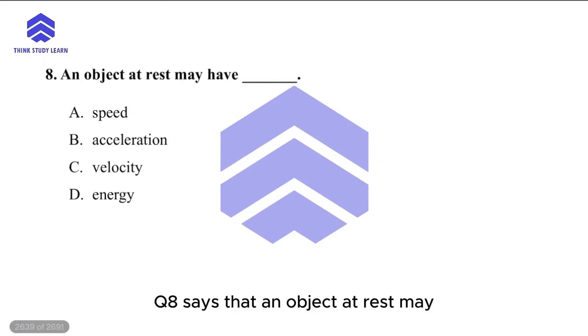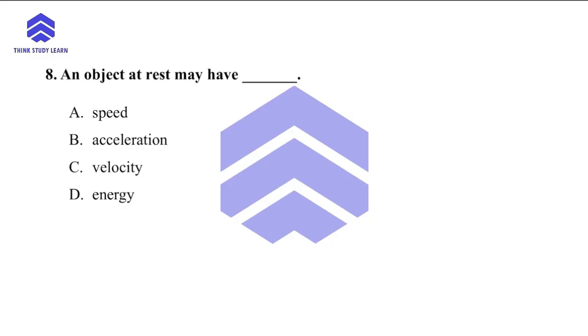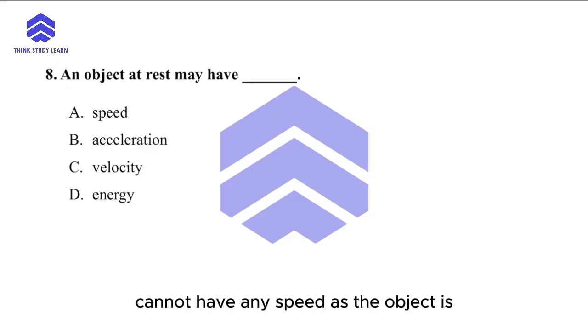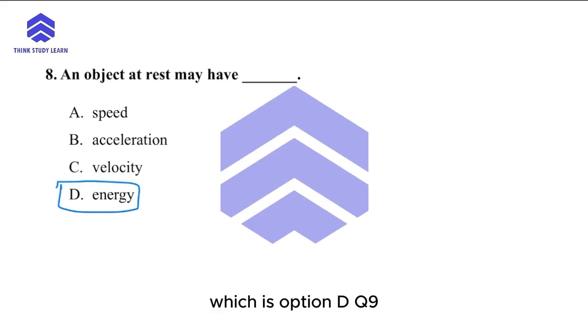Question 8 says that an object at rest may have; the options are speed, acceleration, velocity, and energy. Now, when an object is at rest, it cannot have any speed as the object is stationary, nor does it have an acceleration nor velocity. At last, we have energy. We know that potential energy does not require any motion. Therefore, we can say that an object at rest may have energy, which is option D.